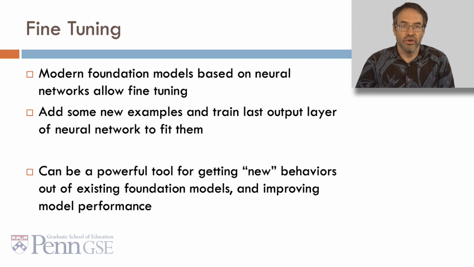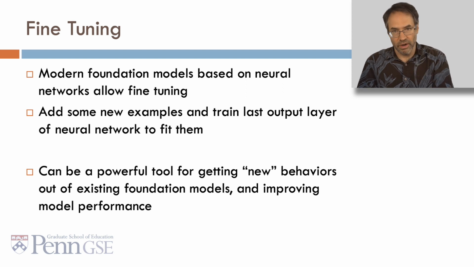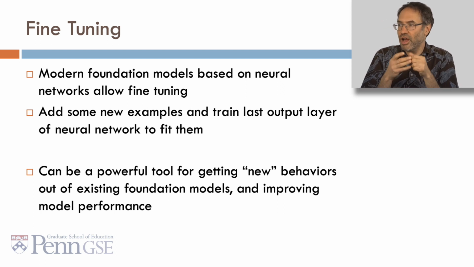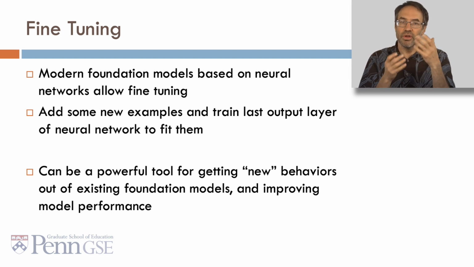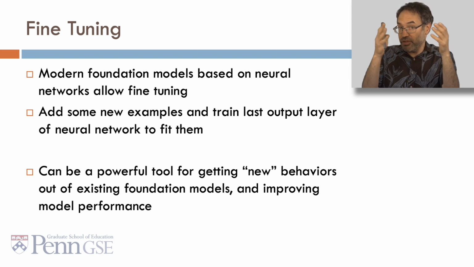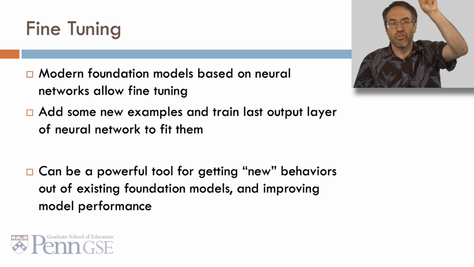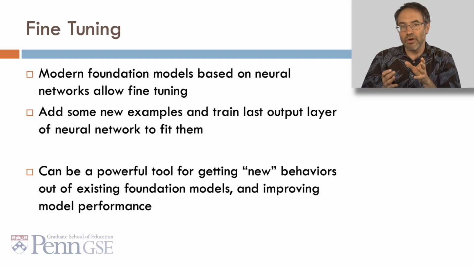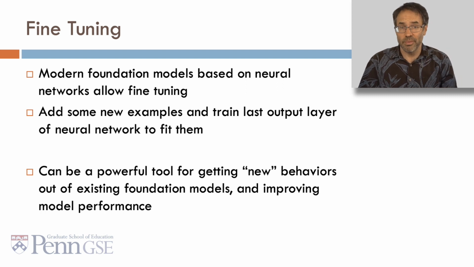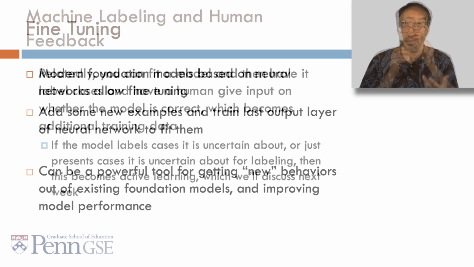So another thing you can do: modern foundation models based on neural networks allow what's called fine-tuning, which is where you take an existing foundation model and add some new examples for your specific case, your specific problem, and you train its last output layer of the neural network to fit them. This can be a powerful tool for getting new behaviors out of existing foundation models and improving model performance. It really can make a big difference compared to zero-shot approaches.